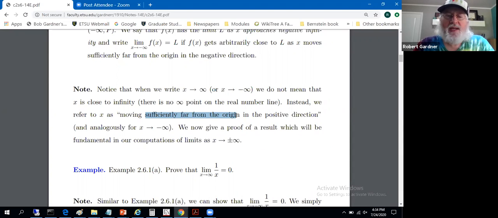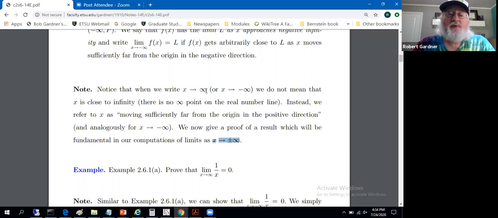And informally, it means getting far from the origin in the positive direction, if we write this, or in the negative direction, if we write this. Sometimes we may have x approaching positive and negative infinity. So it's a claim about two limits. A limit as x approaches positive infinity and a limit as x approaches negative infinity.